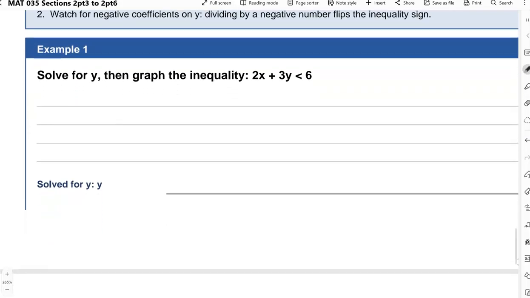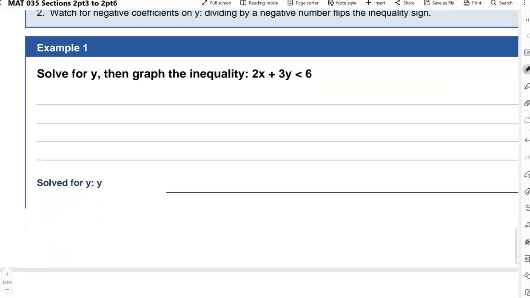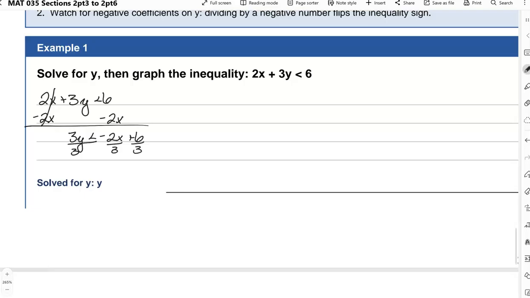Okay, sometimes the equations are not solved for y, so we have to do a little work before we can do anything else. So let's look at an example. We have 2x plus 3y is less than 6. So we're going to do some work. I'm going to come over here. 2x plus 3y is less than 6. So I'm going to start by subtracting 2x. So I have 3y is less than -2x plus 6. And I'm going to divide everything by 3. So I got to divide every term.